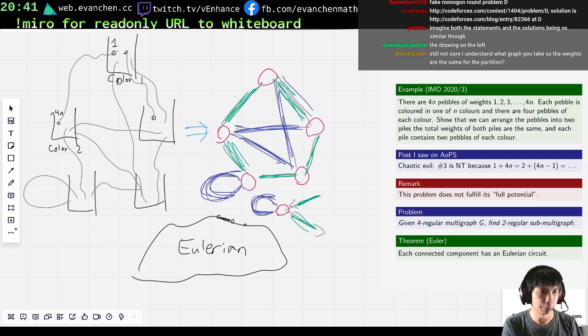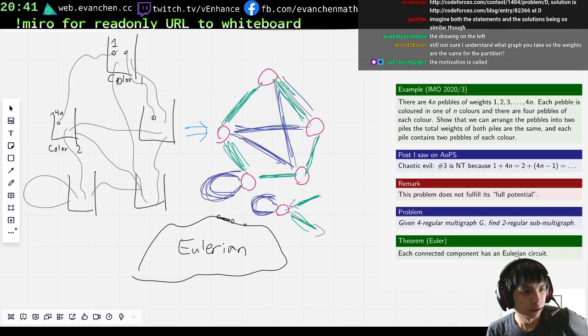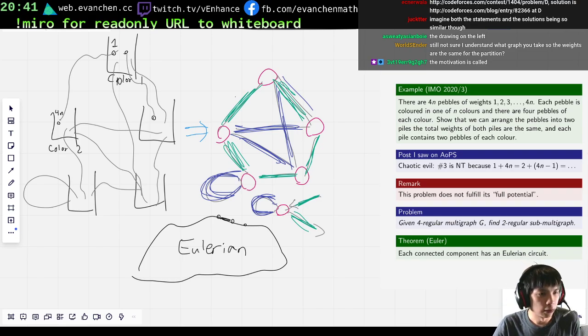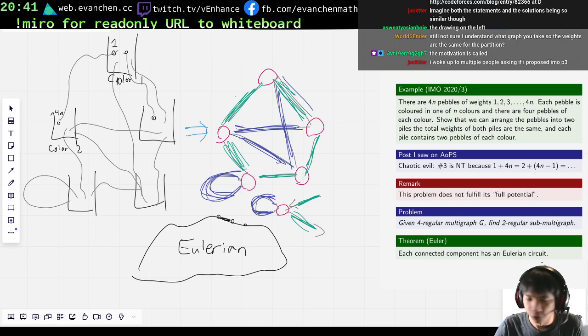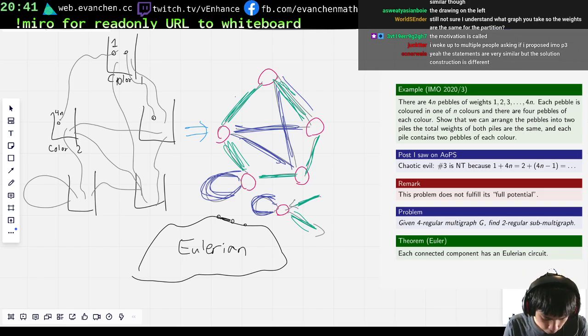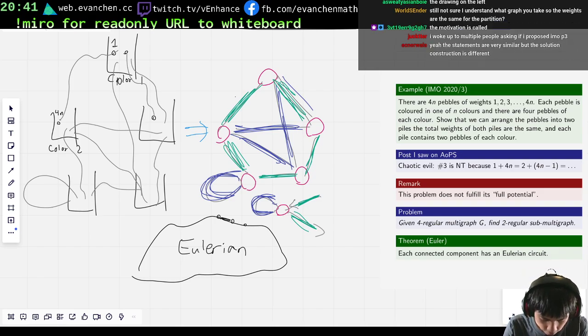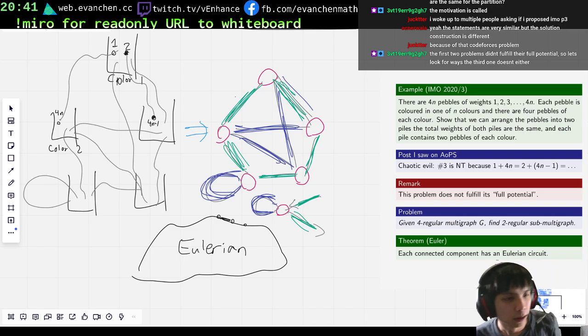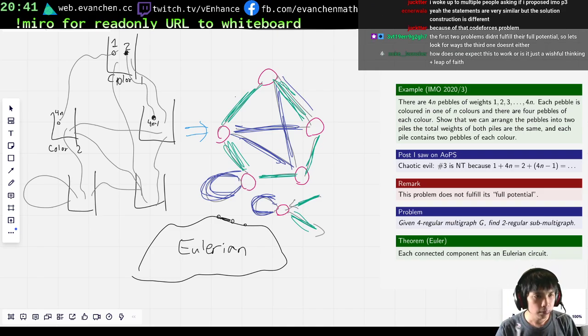I have these pairs. So what I do is I take all the pairs, like 1 plus 4n, and I draw a string between them. That's an edge. And then here, I'll draw another one: 2 and 4n minus 1. These two, I draw an edge between those. And yeah, how does one expect this to work? I don't think I would expect it to work.